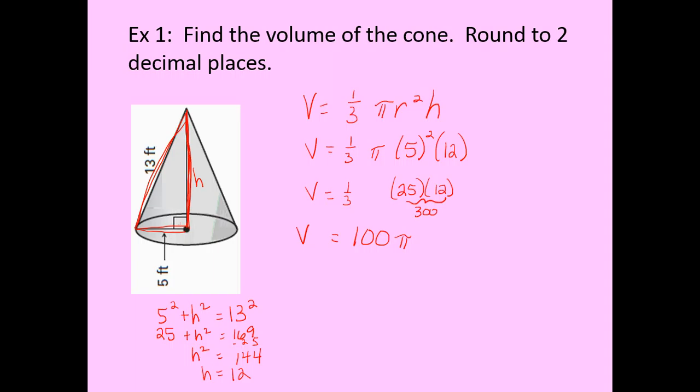Okay, so 100 pi would be how I'd leave that in terms of pi, but you can also use the decimal approximation. In fact, in this case, it says round to 2 decimal places. So it's saying that we actually want that decimal answer. So I would have 314.16 feet cubed because we're talking about volume.